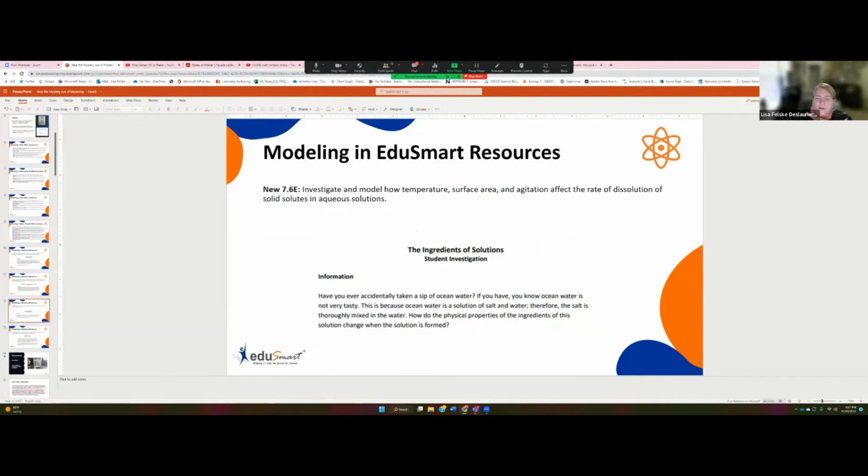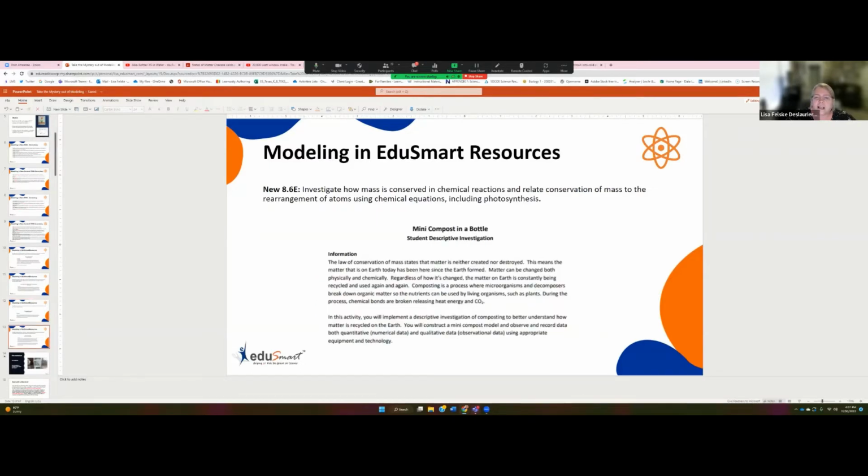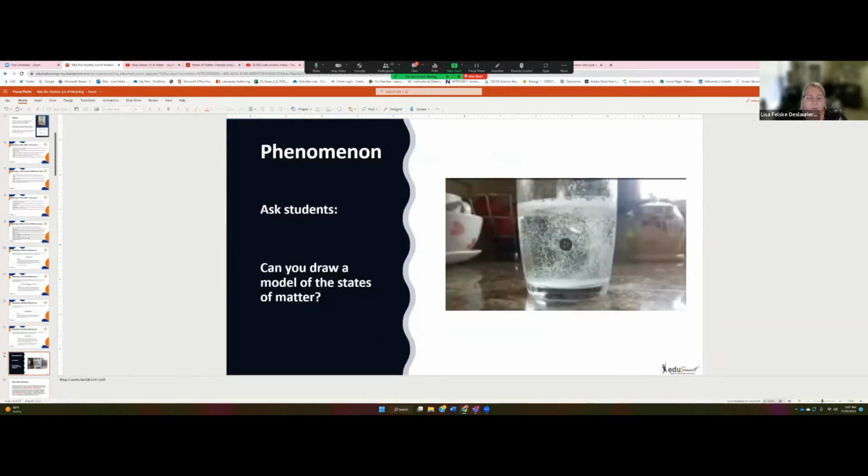And one here in 7th grade, how do properties of the ingredients of a solution change when it's formed? They can make their thinking visible and show this also by modeling. Here's the 8th grade one with talking about composting, a deeper dive into the discussion of conservation of mass and how matter cycles in an ecosystem is showing up all through the TEKS and the new ones. And so for that, we're just going to jump and do some examples.